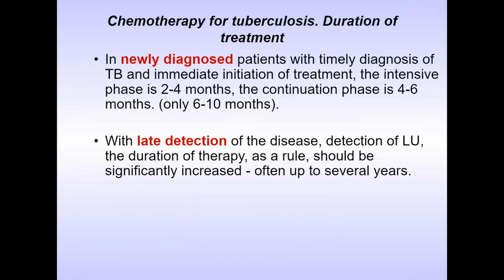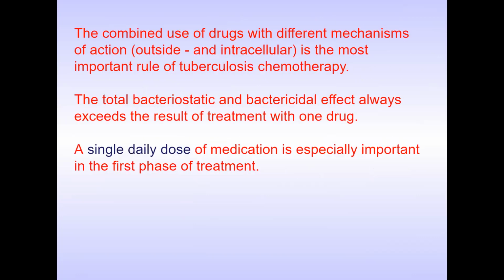In a patient with timely diagnosis of TB and immediate initiation of treatment, the intensive phase is 2 or 4 months. The continuation phase is 4 or 6 months. With late detection of the disease, or detection of drug resistance, the duration of therapy as a rule should be significantly increased, often up to several years.